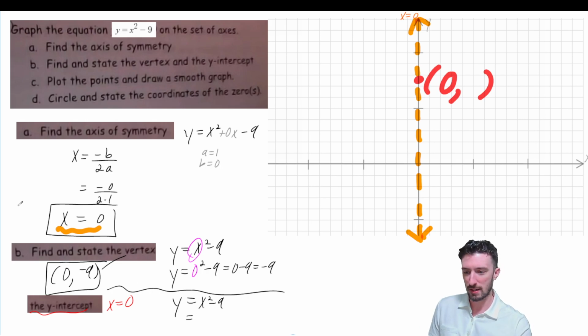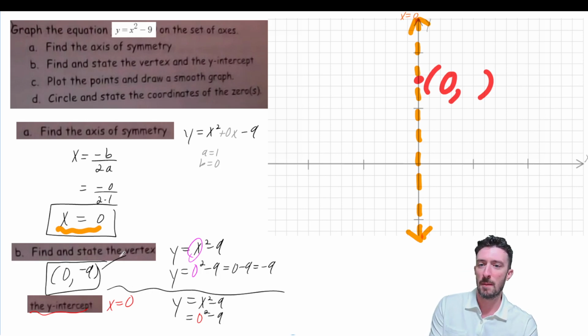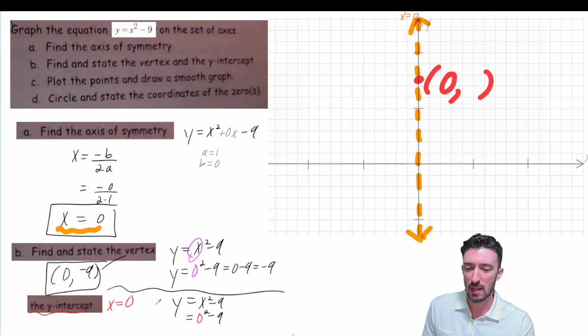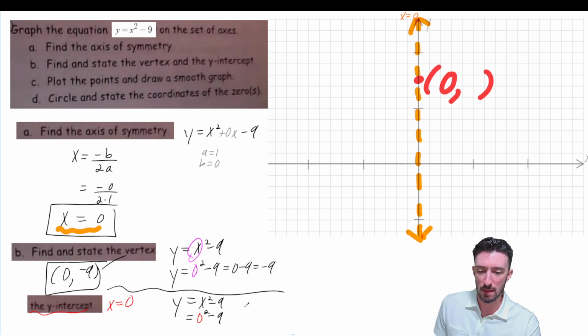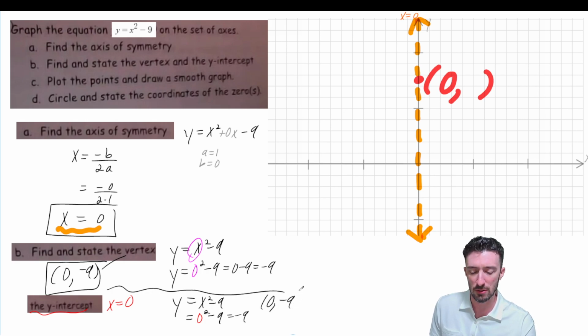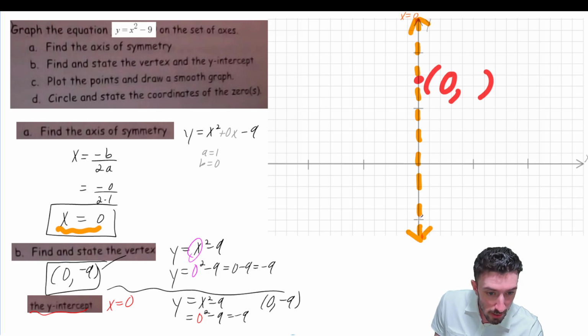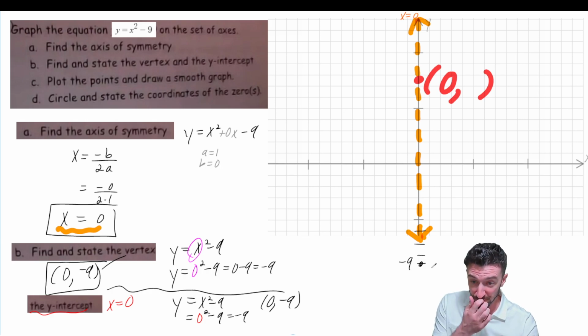Wait a second, this is the same work as before! 0 squared minus 9. So it turns out that the y-intercept and the vertex end up being the exact same thing. They both end up being that point (0, negative 9). So I'm going to put that point here. And let's see, we've got down to 5, so this would be 6, 7, 8, 9. Okay, so we'd have to go down there to negative 9.